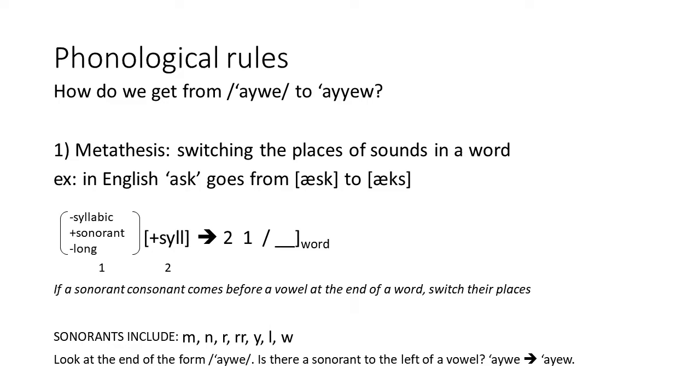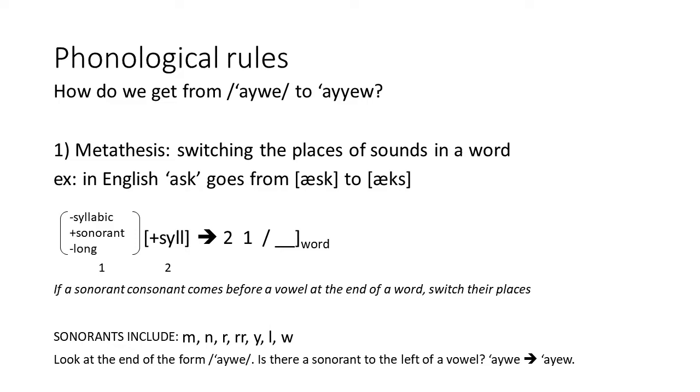Let's look at ayyew, which is the underlying form for to see. Is there a sonorant to the left of a vowel? Yes. W is next to E at the end of a word. W is a sonorant, it's in this list. So what happens? You have to switch them.